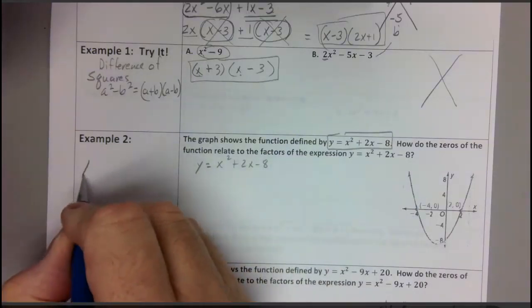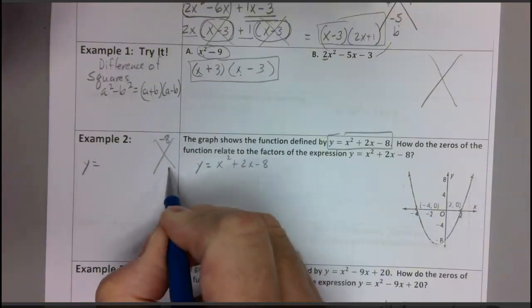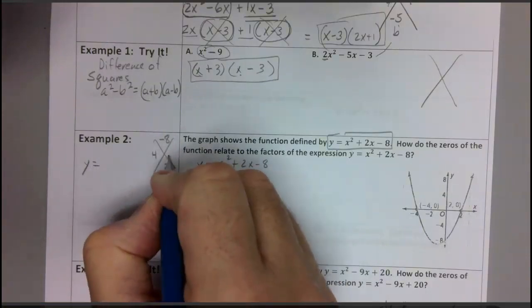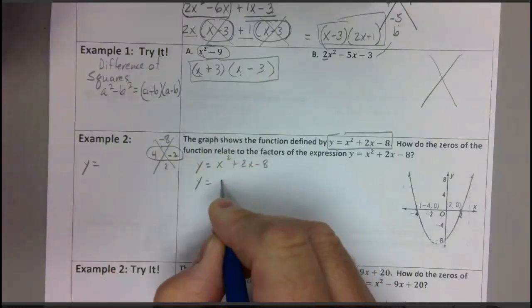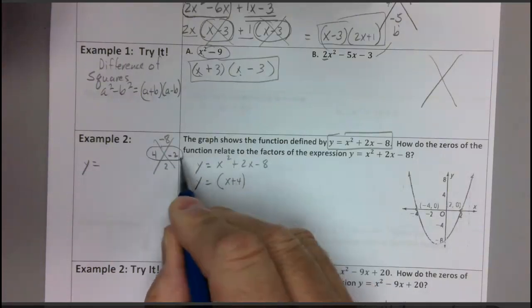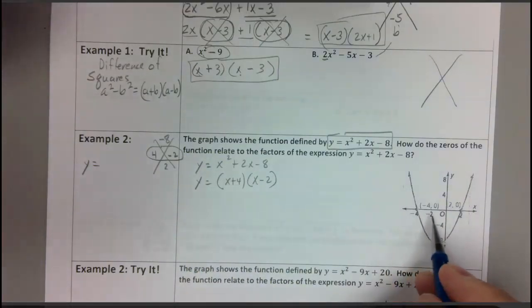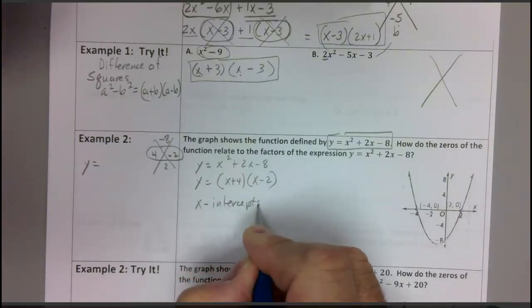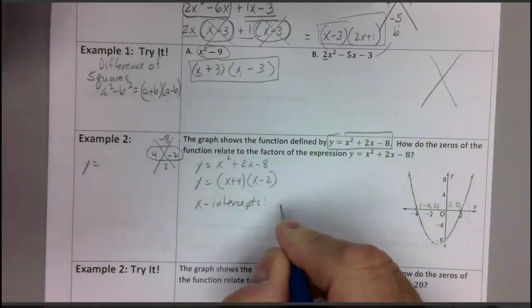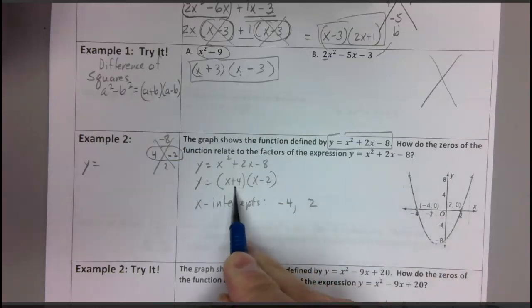we unfoil it, then we need to know the factors of 8 that subtract to give me 2, and of course it is 4 and negative 2. So when we unfoil this, using these two factors, I get x plus 4 and x minus 2. And what you notice is your x-intercepts, if you look at the graph, are negative 4 and 2. They're imposters again, aren't they?